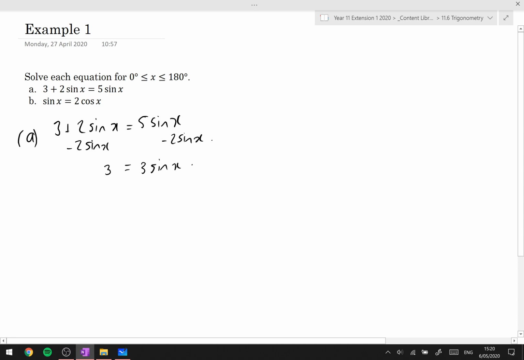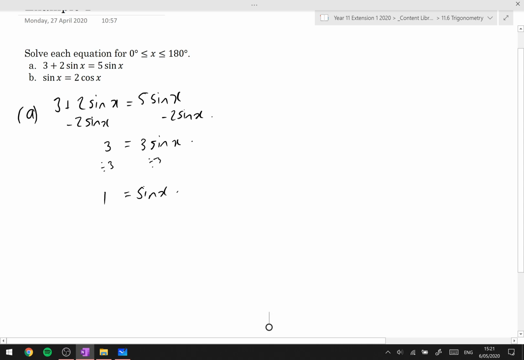Okay? And then by doing that, if we divide both sides by 3, we get 1 is equal to sine x. And this is actually one of our boundary angles. So it turns out we are going to be doing boundary angles. So when sine x is equal to 1, it's either on the 0 degrees, 90, 180, 270, 360.